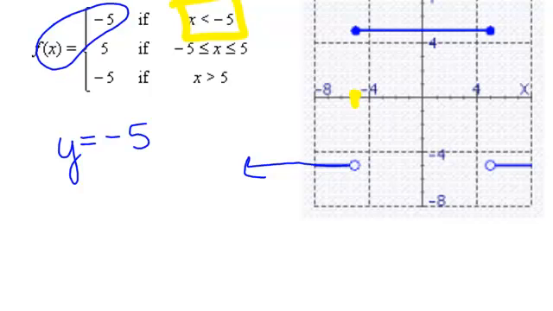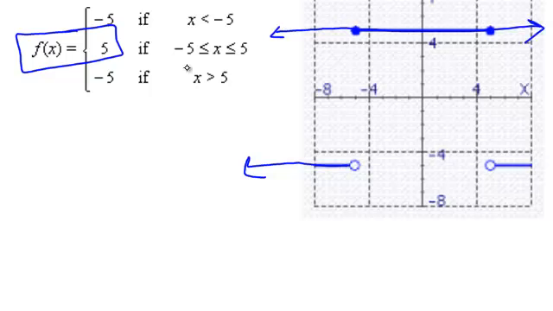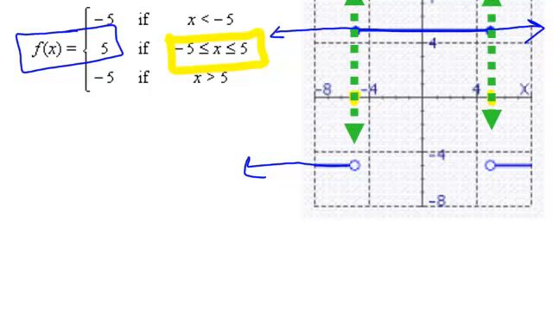Let's try to work on the second piece. The second piece, y is equal to 5. Well, that's a horizontal line that cuts across the y-axis at 5. But I'm supposed to only use that for those x's that are between negative 5 and 5. Well, here's the x at negative 5, here's the x at positive 5. So I'm only supposed to use the part of that that's between those two areas. And so that's why you will only see the line graphed between negative 5 and 5 up here.